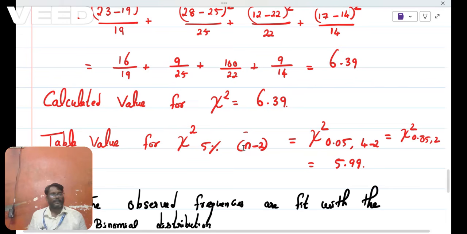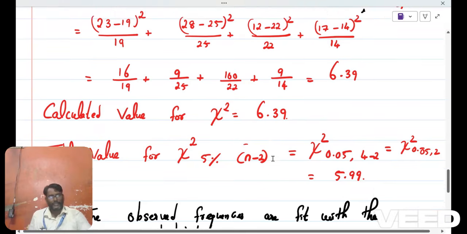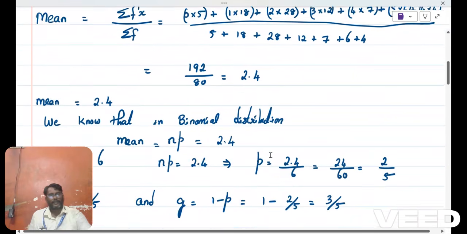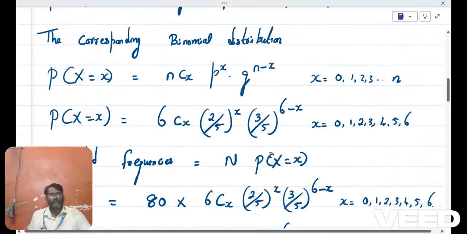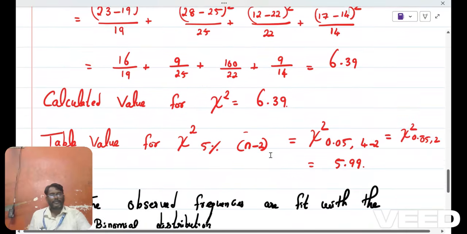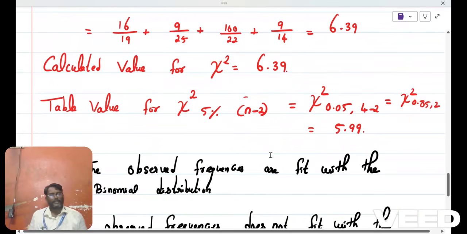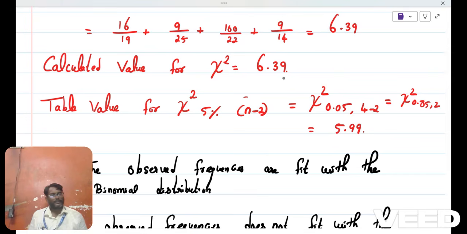Similarly, we want to find the table value to do the conclusion part. For chi-square, the default level of significance is 5%, and the degrees of freedom is n minus 2. Here the n will denote the number of observed frequencies, not the small n value of the binomial distribution. Here you have to be more careful. So we get the n value will be 4 here. So that is the number of observed or expected frequencies. 4 minus 2 is equal to 2. So the chi-square value for 0.05 and 2 in the table, I got it as 5.99.